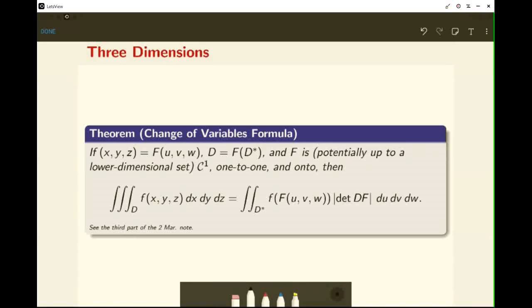Our change of variables formula looks essentially exactly the same, except for the fact that, of course, to describe a three-dimensional region, we need three new parameters, so u, v, and w, and that means that the absolute value of the determinant of the derivative of that change of variables function is going to be slightly more difficult to compute. And there's, of course, a small typo here in that this should be a triple integral across the region D star.